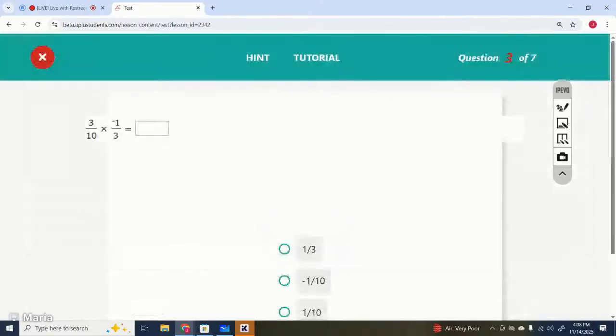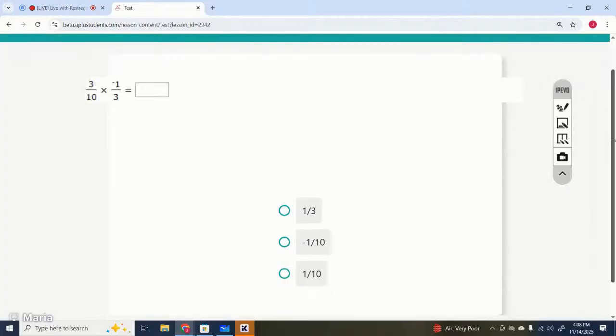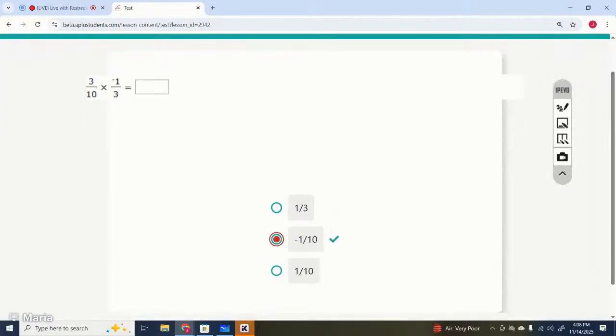That is 1 whole 1 by 2. 3 by 10 multiplied by negative 1 by 3. That is negative 1 by 10. Option number 2 is the correct option.